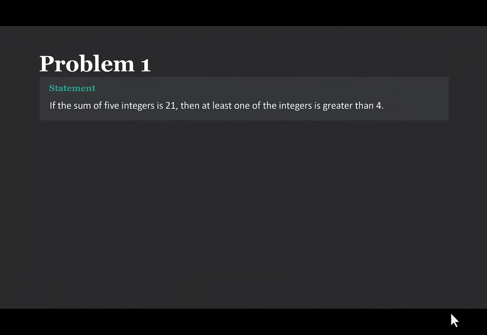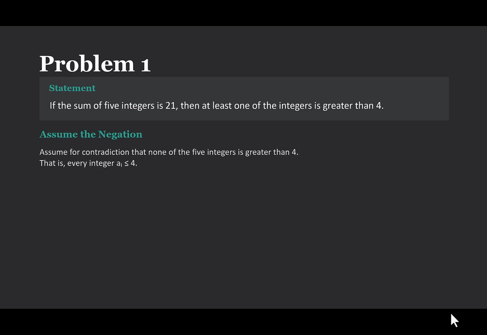Our first example problem says, if the sum of 5 integers is 21, then at least one of those integers is greater than 4. To prove this statement, we're going to assume the negation. And notice what we're going to negate is not the sum of the 5 integers being 21. We want that part to be true. What we want to negate is that at least one of the integers is greater than 4. So we'll assume that none of the 5 integers is greater than 4. That is, every integer a sub i is less than or equal to 4.